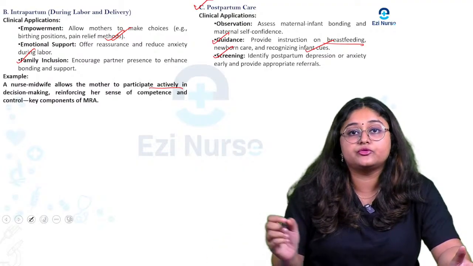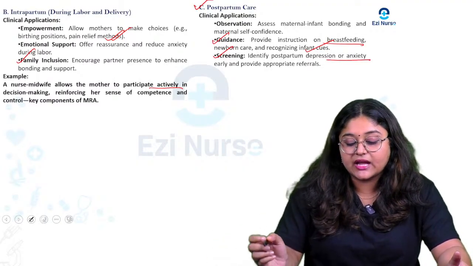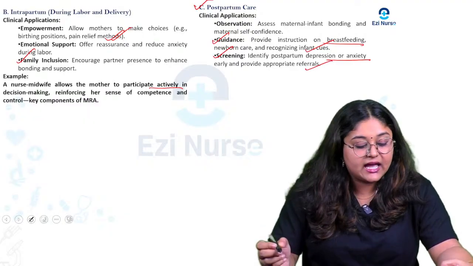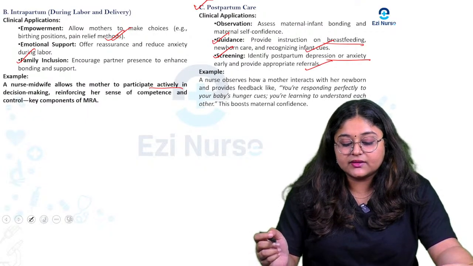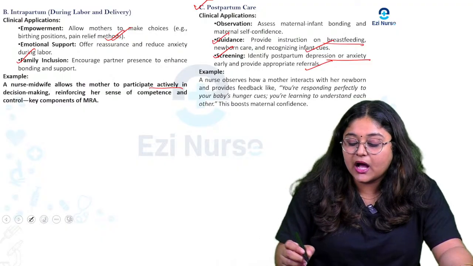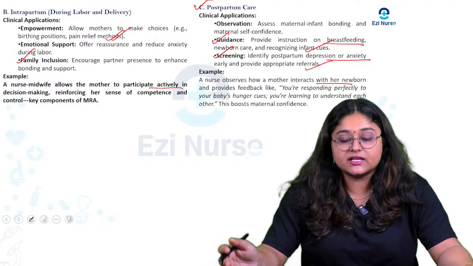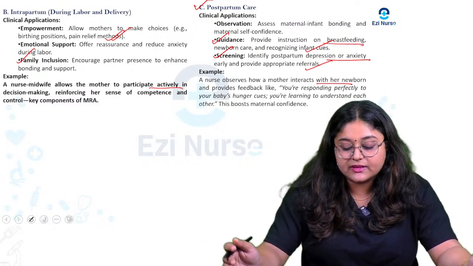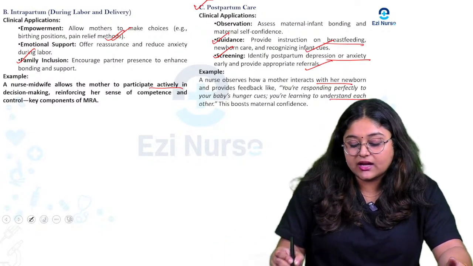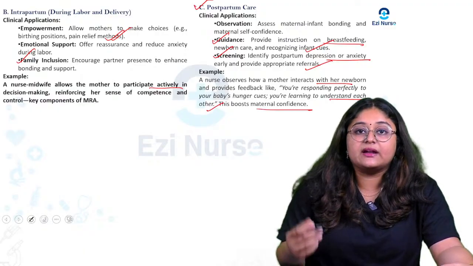So in this we have to identify postpartum depression and anxiety early and provide the appropriate referrals. So what is an example? A nurse observes how a mother interacts with her newborn and provides feedback like, "You are responding perfectly to your baby's hunger cues, you are learning to understand each other." So this boosts maternal confidence.